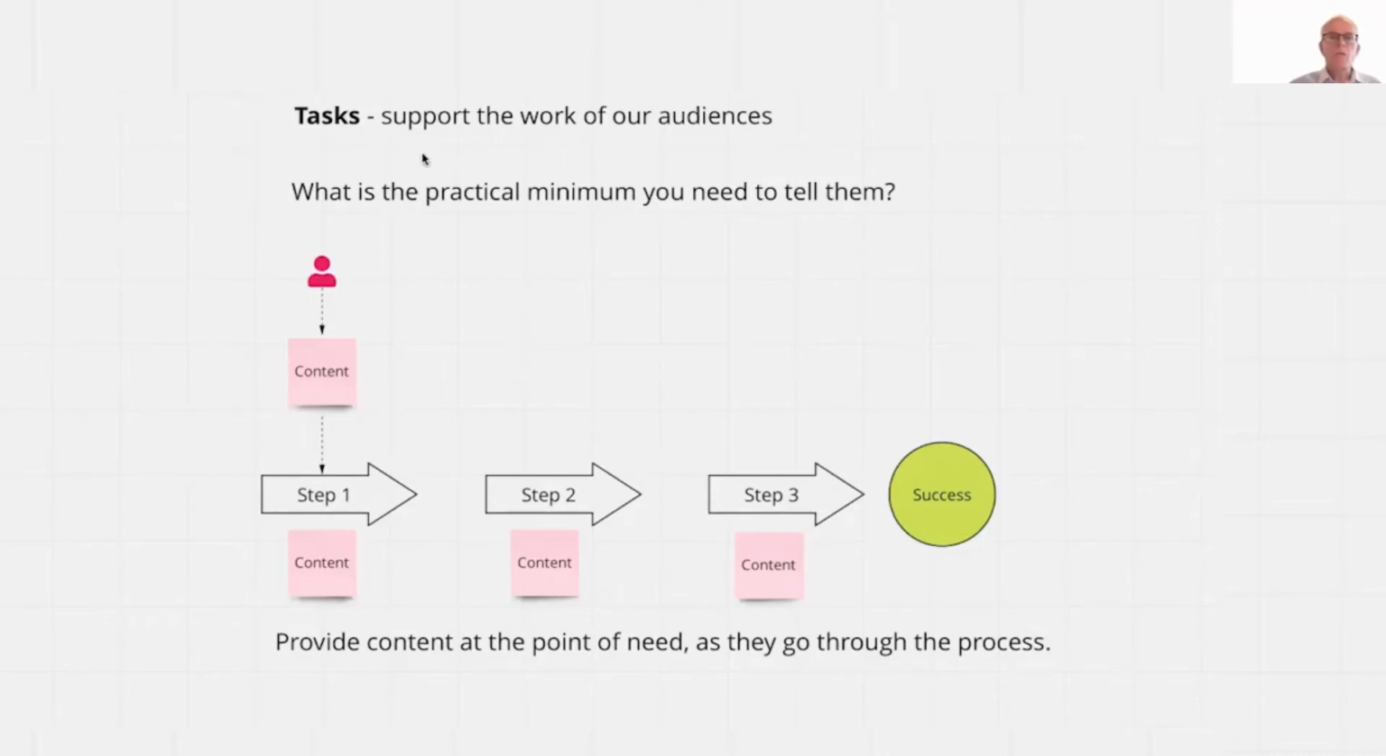So the thing when you're managing tasks, what you think about is what is the practical minimum that you need to tell a person in order to make them successful in doing that task. If you tell them too little, they get anxious or confused. If you tell them too much, they find it hard to see what is the substantial thing that they should be looking at. So you provide content at the point of need as they go through the process.